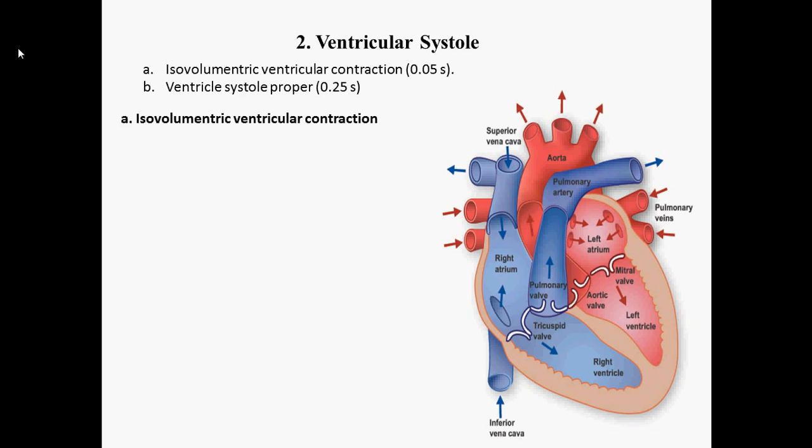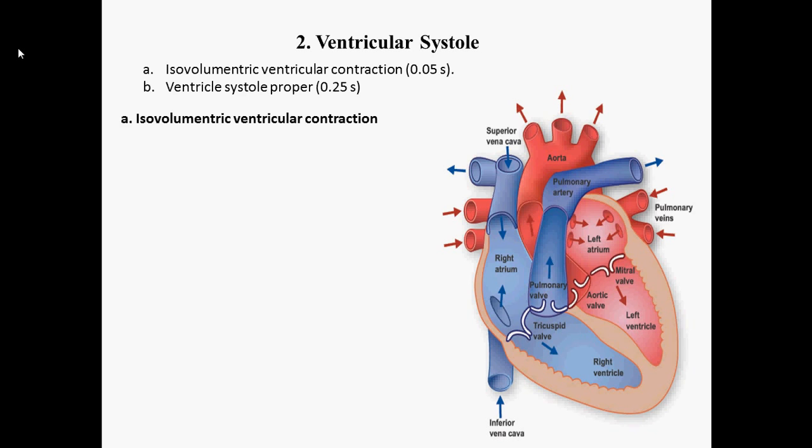So in this phase the contraction is of a type that there is no change in the actual volume of any of the ventricles, but still there occurs a contraction. The muscles are in a state of tenseness. Muscles are tense, but the volume of the chambers remains the same.